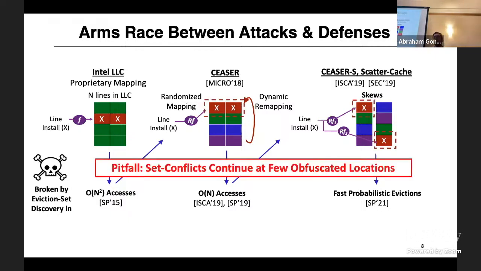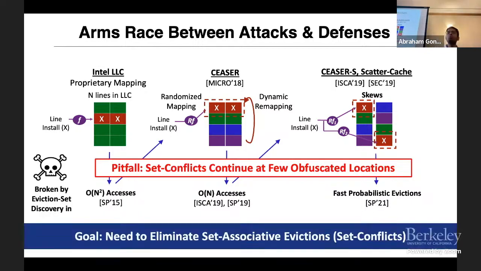The key reason why all of these defenses kept getting broken is because they randomized the locations, but they still continue to have set conflicts at few obfuscated locations. So an intelligent attacker needs to come up with a new algorithm to reverse engineer these locations. And if you can reverse engineer these locations of set conflicts, you can launch an attack, right? So our goal was to not just obfuscate these locations of set conflicts, but eliminate them, right? If there are no set conflicts, you cannot have a set conflict-based attack.